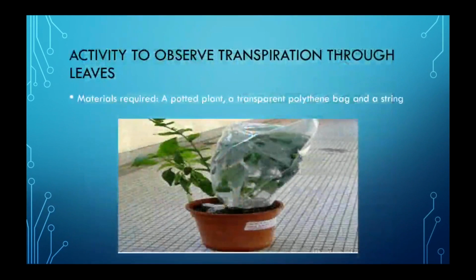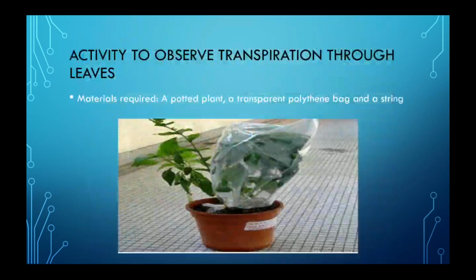Now let us perform an activity. To make the video lesson interesting, I bring an activity for you. And what is that? To observe transpiration through leaves. What you need is a polythene bag, a potted plant, and something for tying the polythene. Take this potted plant, take a polythene bag, wrap it around some part of the plant, or just tie the polythene bag over this part of the plant. Okay, and keep it undisturbed for 4 to 6 hours or for a day.